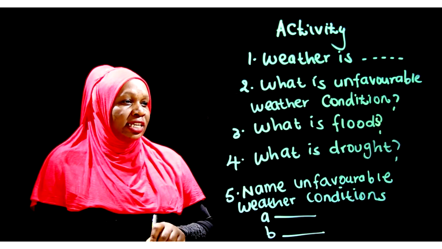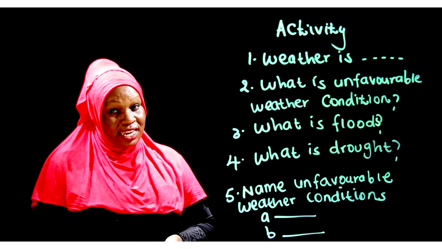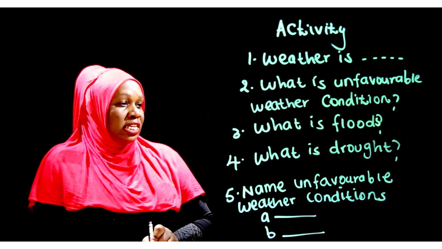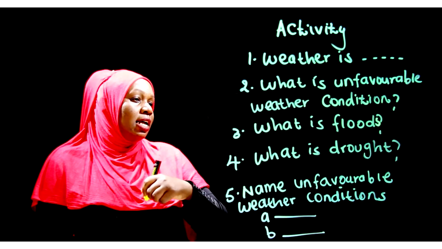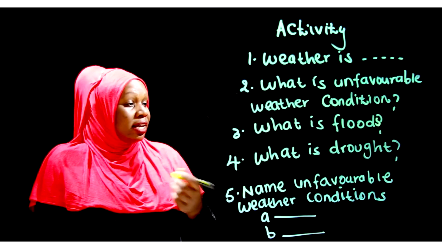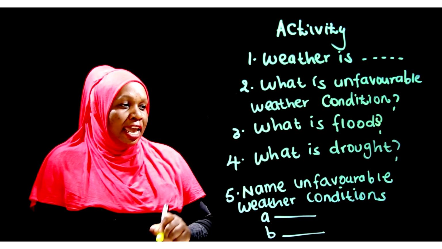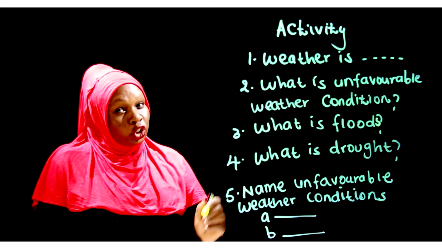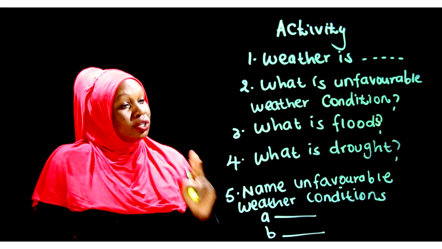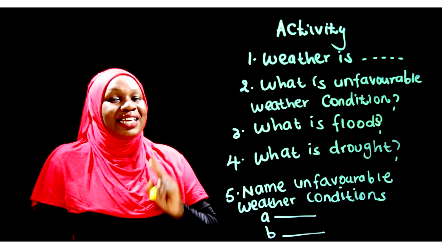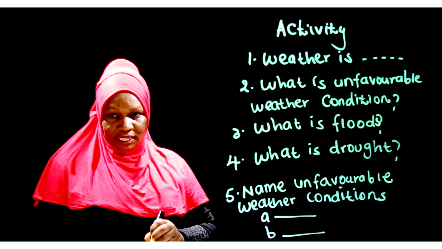Then the third question is, what are floods? You looked at the pictures, so what are they? The fourth question is, what is drought? After learning what a drought is and looking at the pictures, what do you understand by the word drought? The last question, name unfavorable weather conditions. Remember, there are 2 unfavorable weather conditions that we learned today. So which ones are they? You're going to write the first one here and the second one right there.